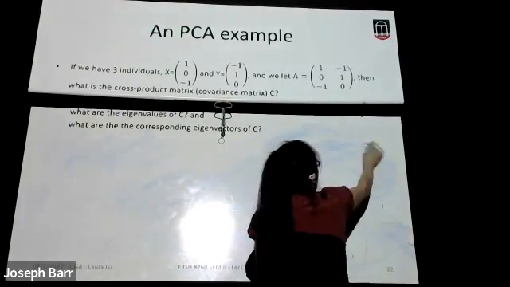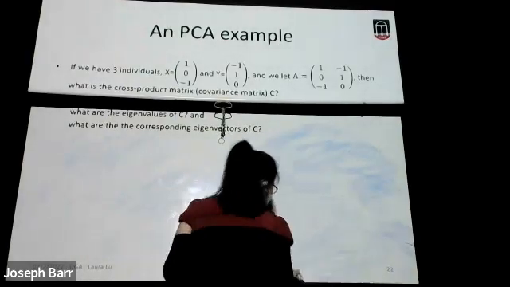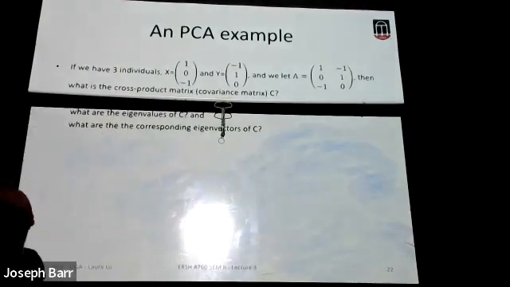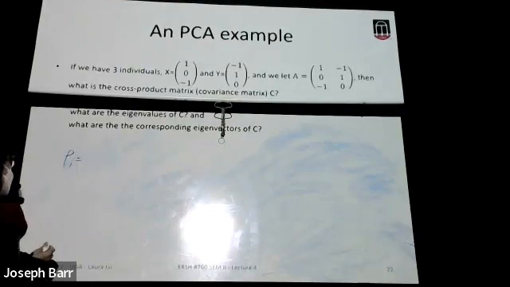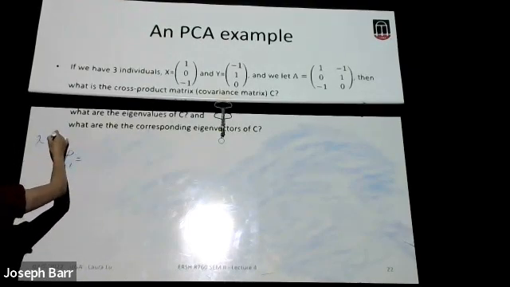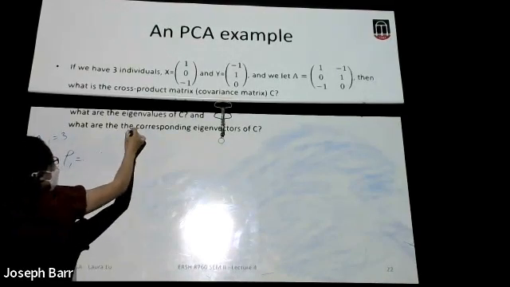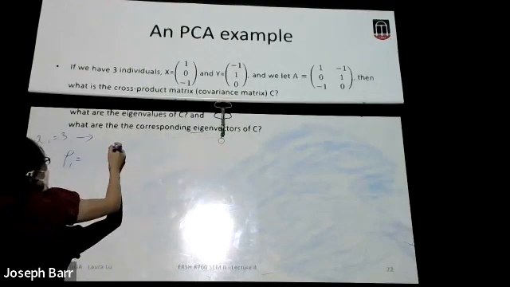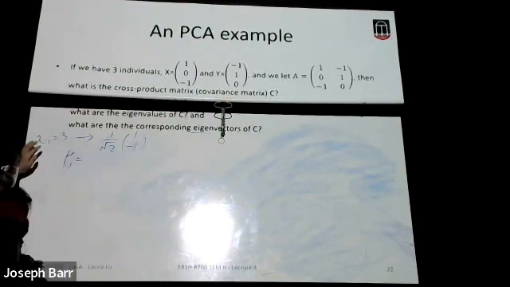So P1 is the biggest component, P1. Biggest component, P1, should correspond to lambda 1 equals 3. And the associated eigenvector is (1, -1). This is the eigenvector. This is the eigenvalue.